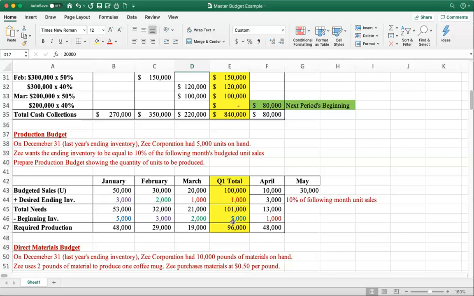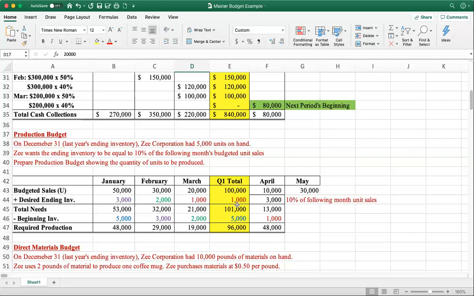Similarly, if you look at this, the beginning inventory of the quarter is the beginning inventory of the first month of the quarter, January. We are not going to add 5, 3, and 2,000 to come up with a total here. No, because the quarter begins in January. So the beginning inventory of the quarter is January's beginning inventory. So we are going to only take January's inventory here.